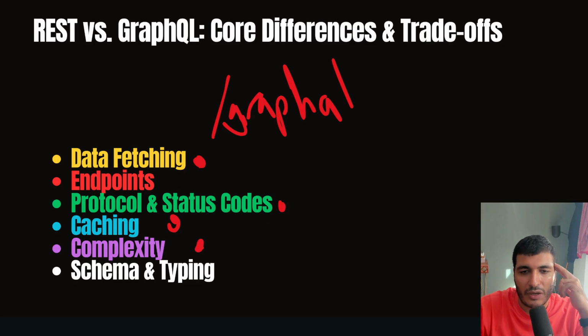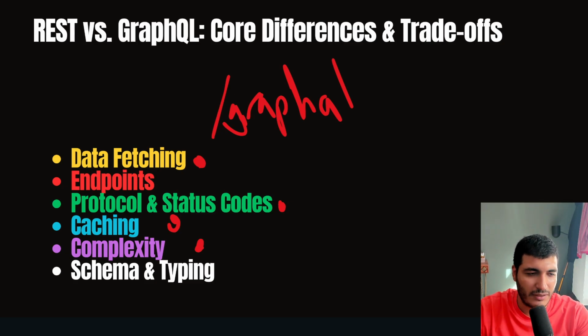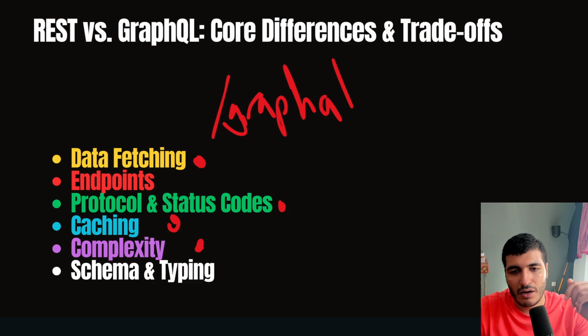Complexity, I guess it's quite obvious here. REST is quite simple to implement initially for basic APIs. Tooling is mature and quite easy to understand. GraphQL here has a steeper learning curve for both client and server. Server side involves implementing complex resolvers to fulfill clients' queries.